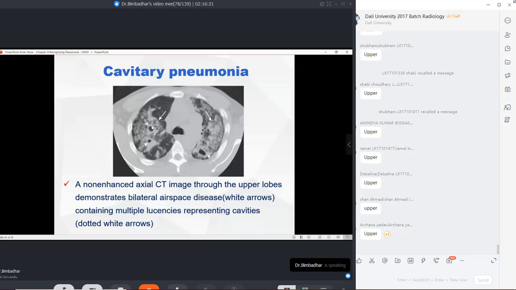So this suggests that I am looking at a patient of cavitary pneumonia, which obviously means I am looking at a tuberculosis patient. And you can also see here there are multiple hyperlucencies that are spread all over the lungs, in the right upper lobes. So, cavitation.